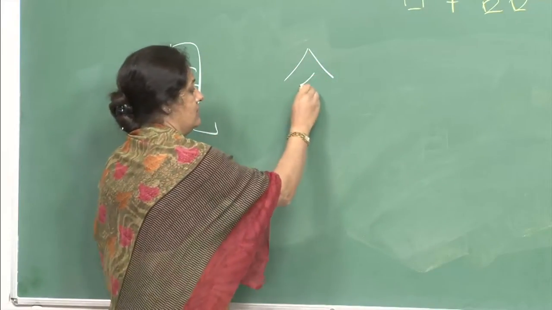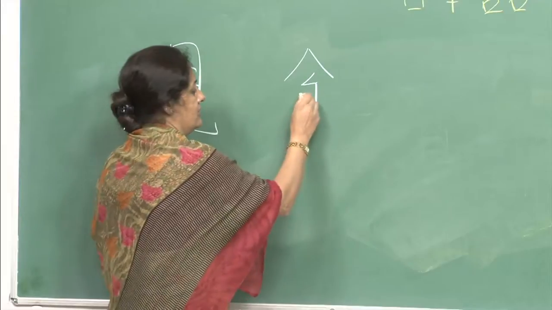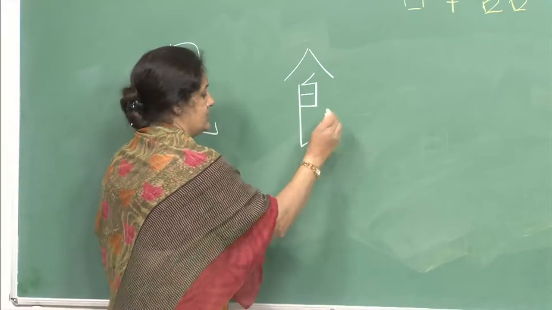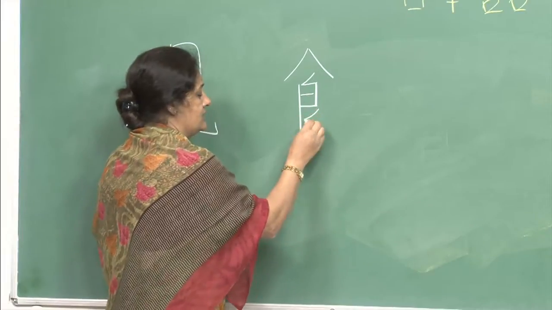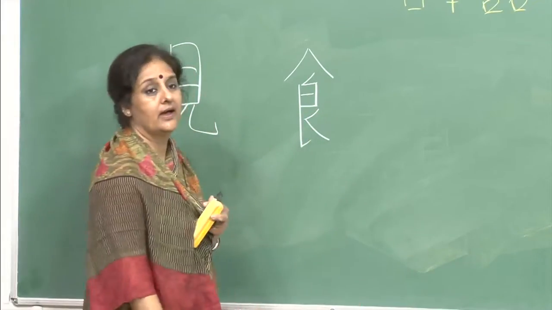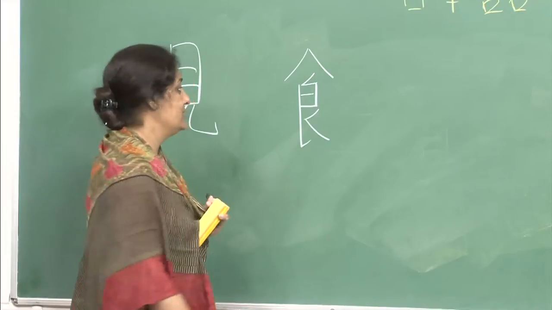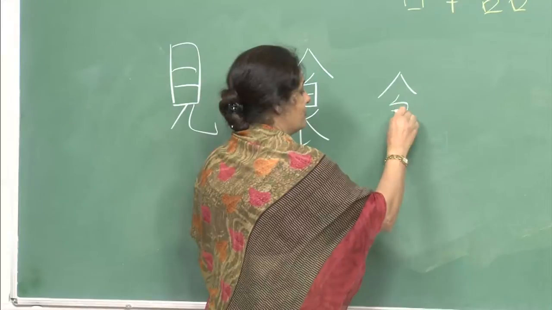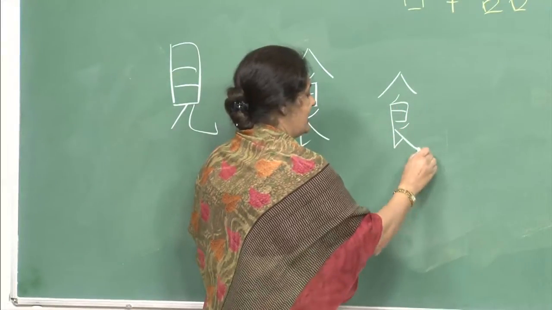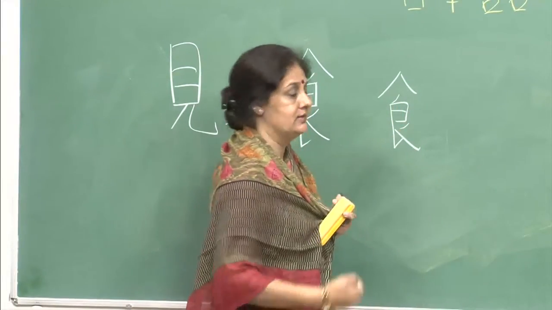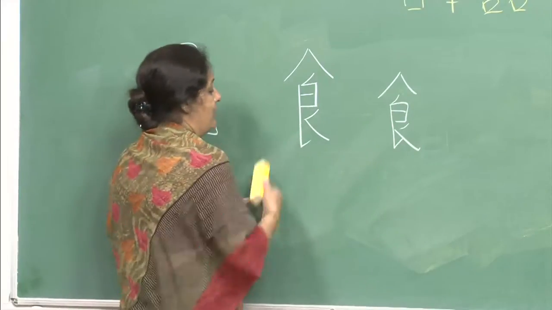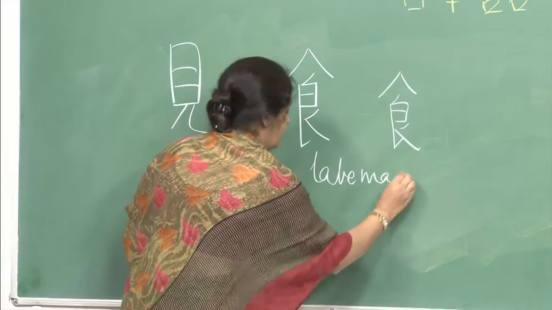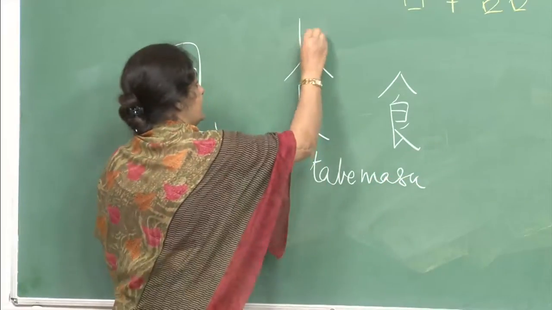3, 4, 5, 6, 7, 8 and then 9. So, it is a 9 stroke character, very simple to make, not very difficult. 1, 2, 3, 4, 5, 6, 7, 8 and 9. It is a 9 stroke character. Tabemasu.